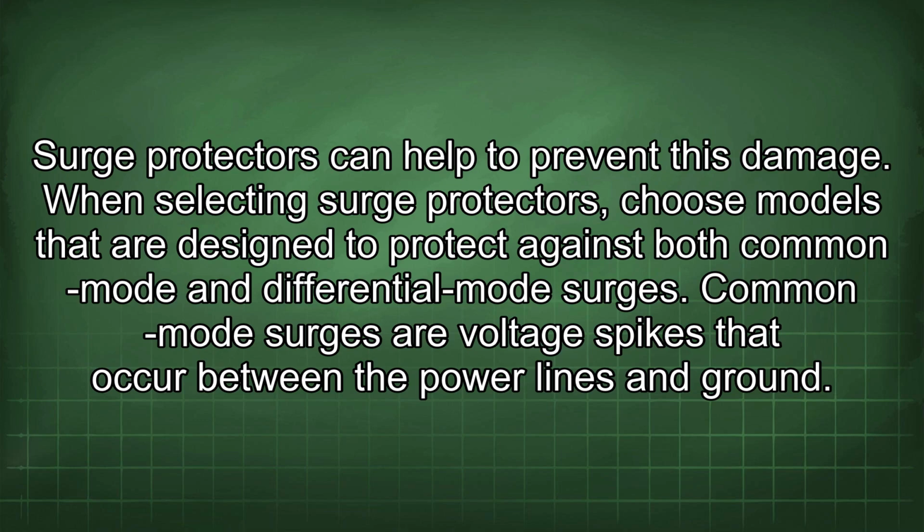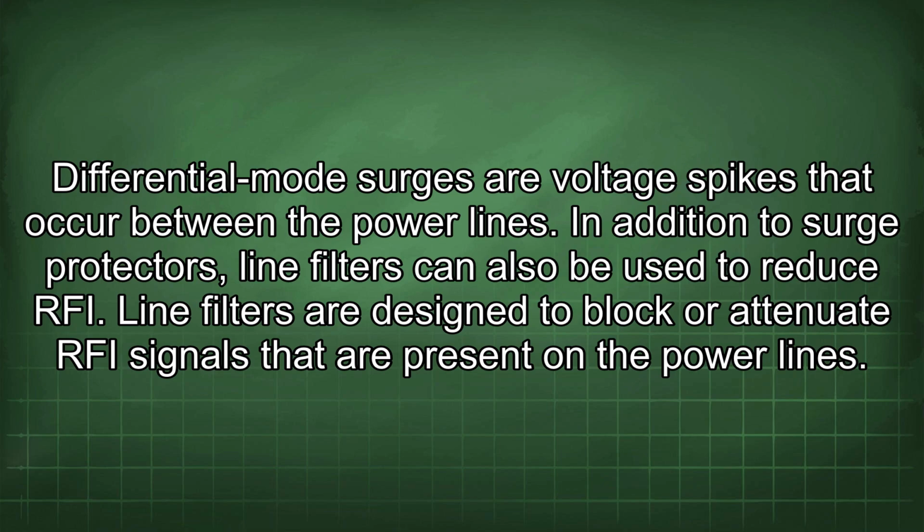Common mode surges are voltage spikes that occur between the power lines and ground. Differential mode surges are voltage spikes that occur between the power lines.